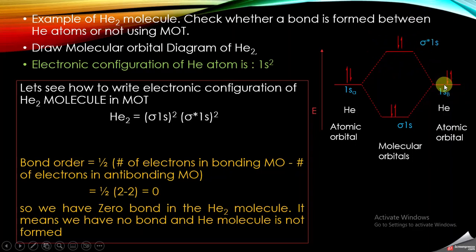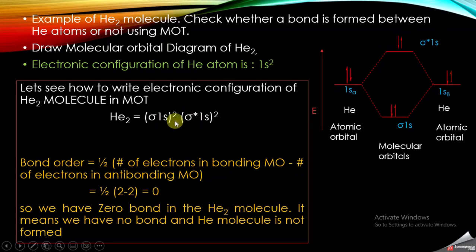So let's start filling the electrons. One electron comes from this helium atom here, and one electron from this atom. So we have complete 2 electrons in sigma 1s, but we have remaining electrons here which go to the sigma star 1s. So we also have 2 electrons in the antibonding molecular orbital. Now let us write down the electronic configuration of the molecule. For the helium molecule, you can see we have 2 molecular orbitals, sigma 1s which has 2 electrons, and then sigma star 1s which has 2 electrons.